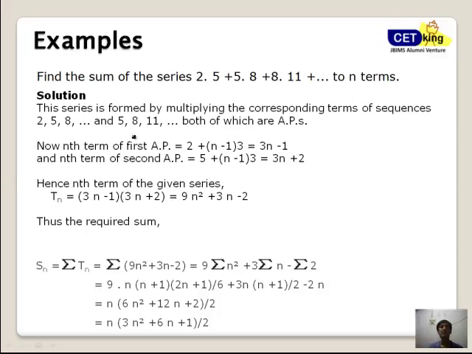Now this series is formed by multiplying the corresponding terms of sequences 2, 5, 8 and 5, 8, 11, both of which are in AP. We can see that the first term 2 of series 1 is multiplied by the first term of series 2, which is 5. Similarly, the second term 5 is multiplied by the second term 8 and so on.